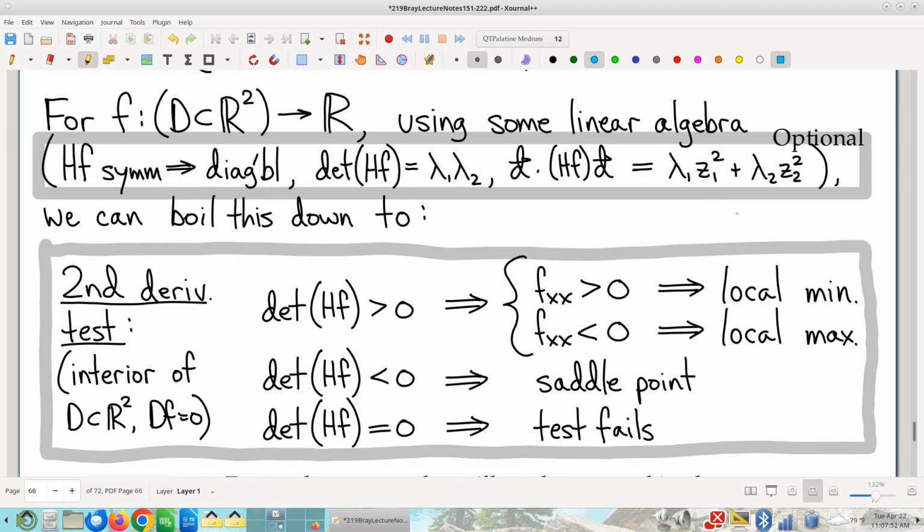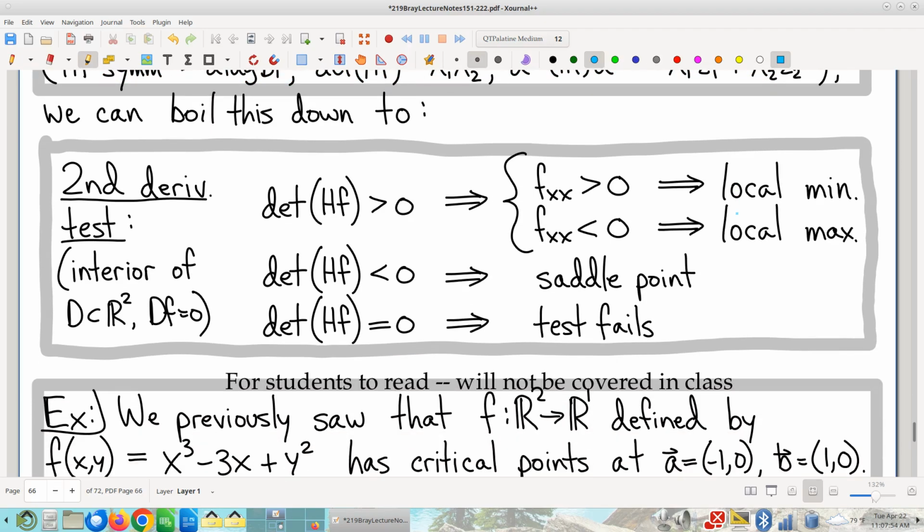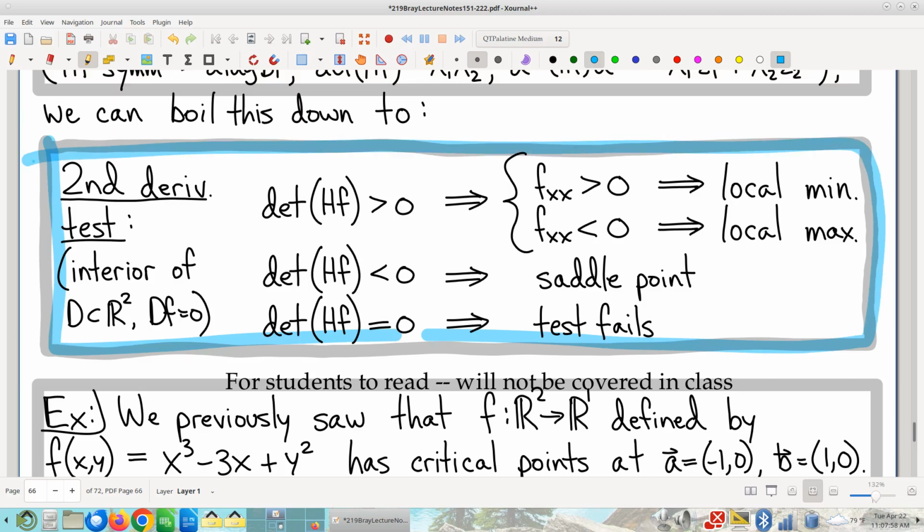But here's what you can do, if you want to streamline it, here's the punchline. This is the second derivative test as applied to functions of two variables. It gets a little weirder if you have more than two variables. We're just going to do two variables. And notice, it's a little flow chart. Follow the flow chart, right? You are going to need to look at the Hessian determinant. So, compute the Hessian determinant.